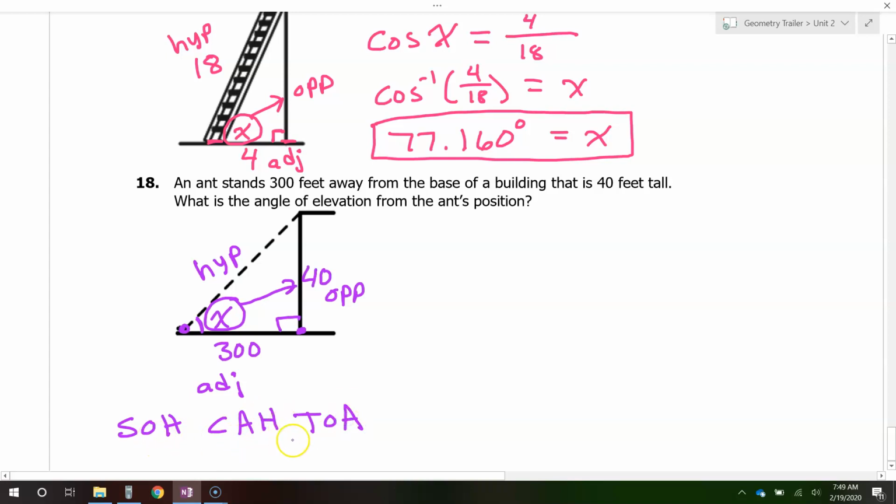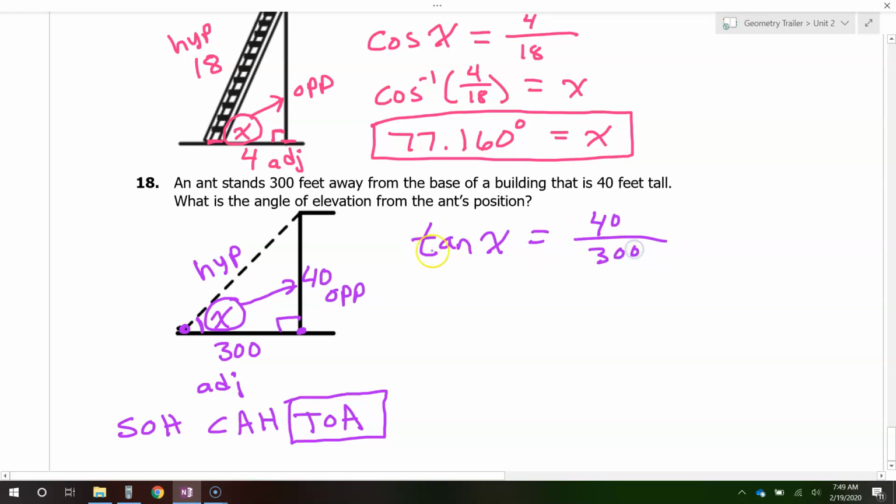But which one are we going to use? Look at the sides. We have 40 and 300. That's opposite and adjacent. So that's going to be the tangent function. Tangent is opposite over adjacent. So let's write tangent of the angle, opposite over adjacent, so that's going to be 40 over 300.